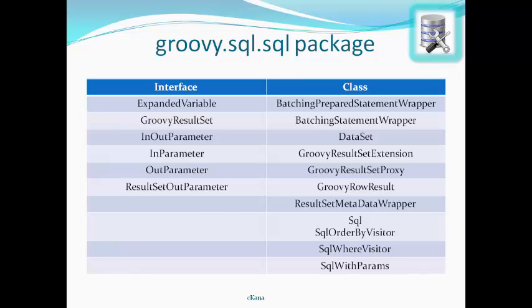The in parameter is a type parameter to pass to a query, and the out parameter is a parameter to be returned from a callable statement. And the result out parameter is a simple result out parameter.